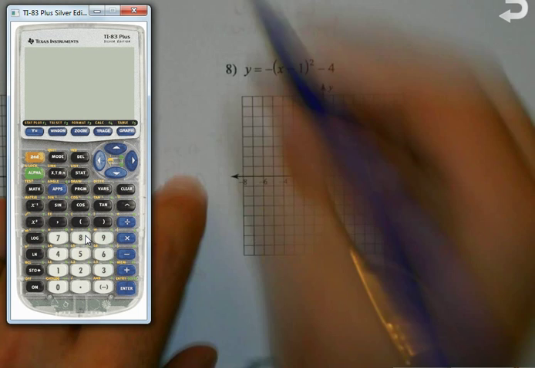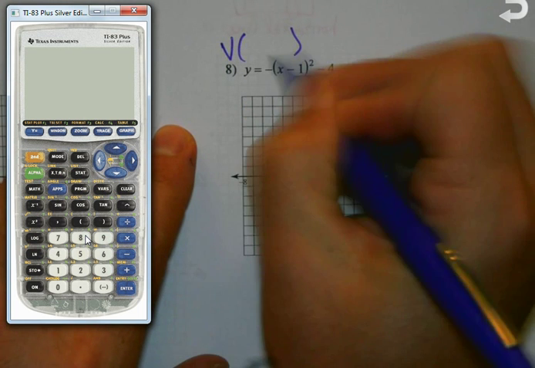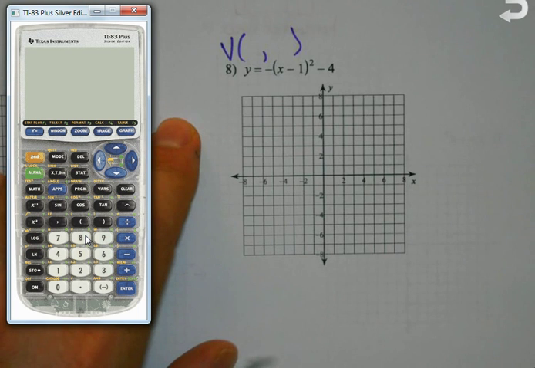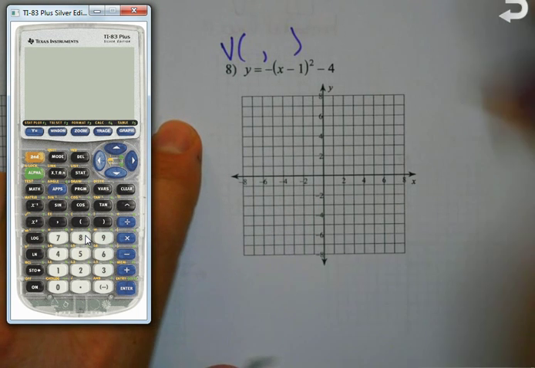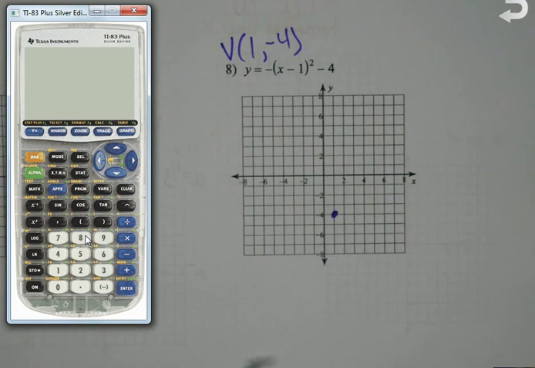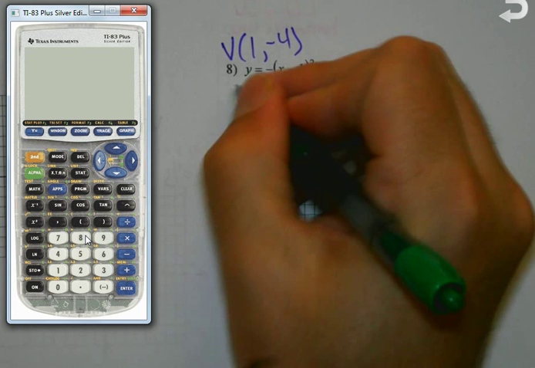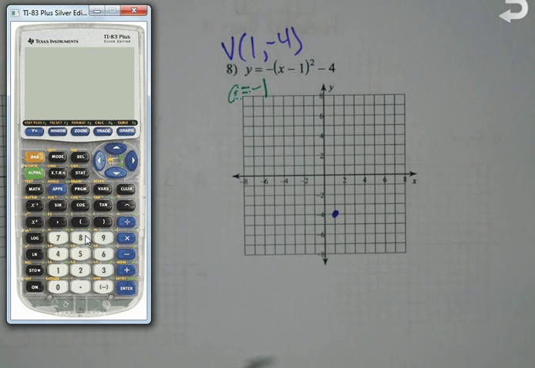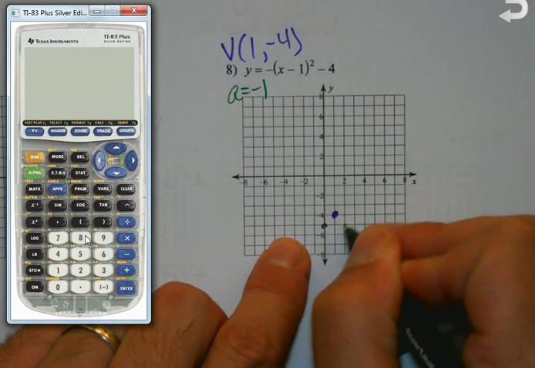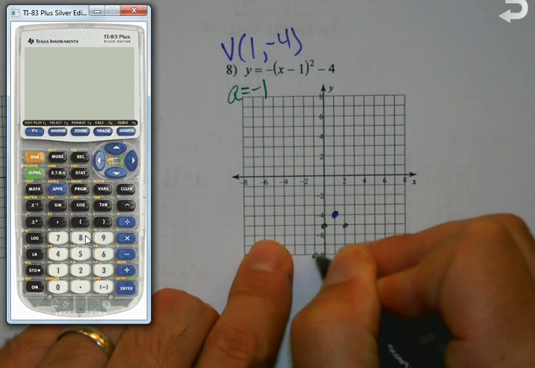All right, vertex on 8. And I get crickets. Vertex on 8. Oh, 1, -4. 1, -4. Thank you. A value -1. So I know this is opening downward. So again, I can plug it in the calculator. I can do the pattern. Down 1 over 1 each way. Down 3 over 1 each way.